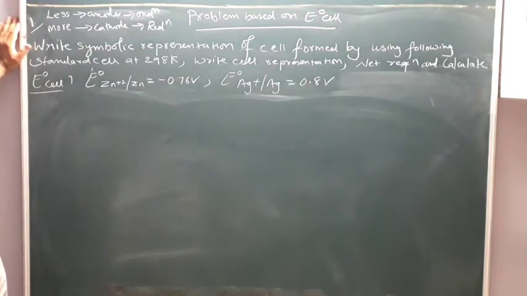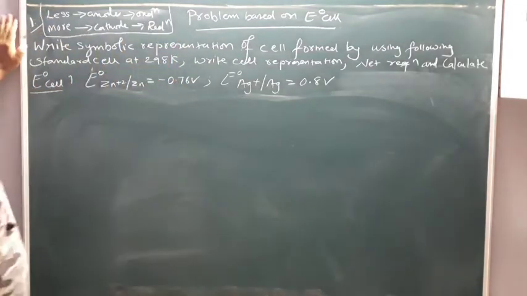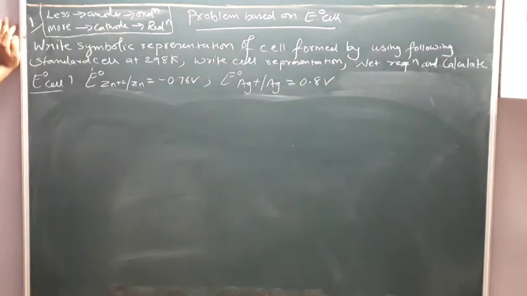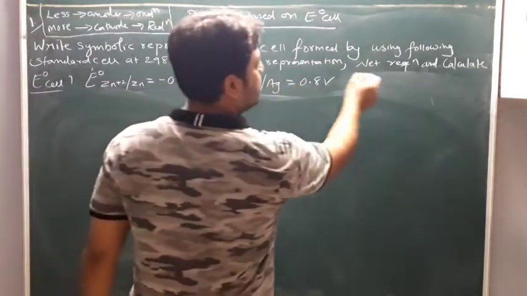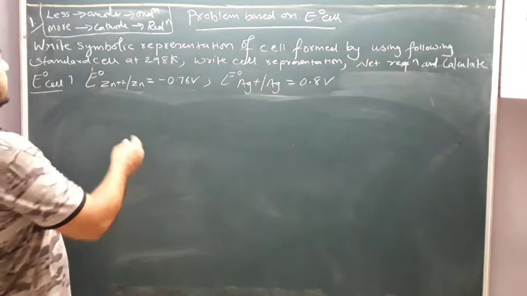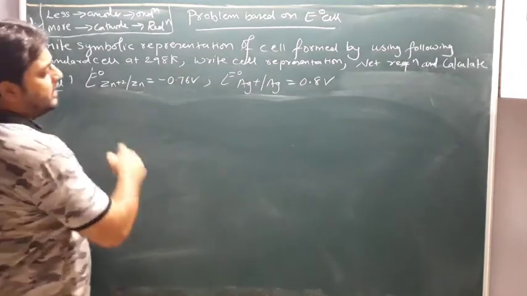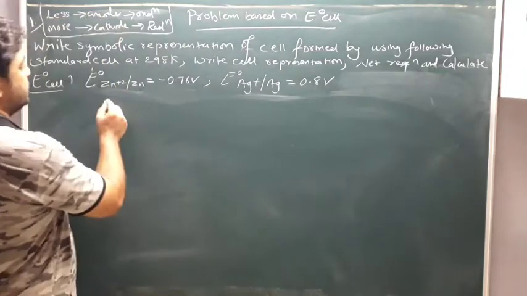The question says, write the symbolic representation. From here the question starts. Write the symbolic representation of the cell formed by using the following standard cells at 298 Kelvin. Write the cell representation, net reaction and calculate E naught cell. Now here two rods are given, one is zinc and another one is silver. So you can see the values here.